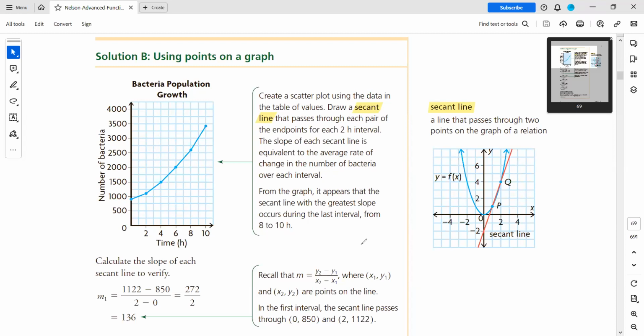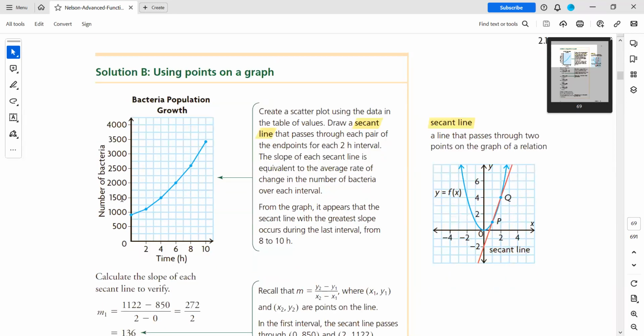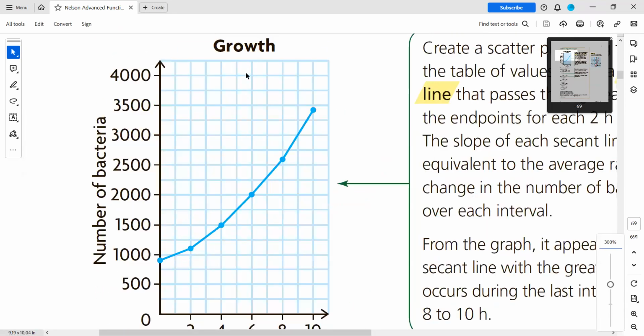And it's not a coincidence. I'm going to show you why. From the graph, it appears that the secant line with the greatest slope occurs during the last interval from 8 to 10 hours. And it's easy to see that because when we look at the graph, you can clearly tell that here the slope is not as steep as it is here, right? Do you agree with me? Here we can see that the function is increasing much faster than it is increasing here.